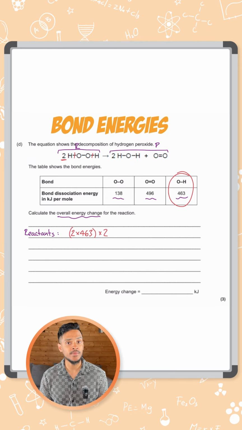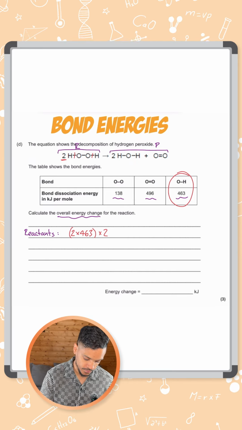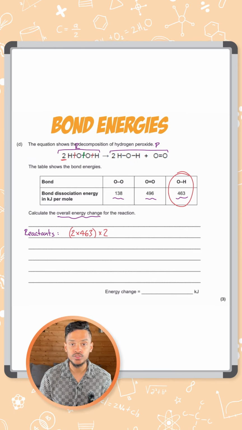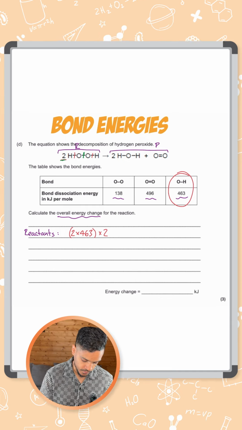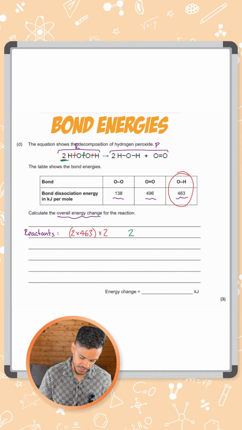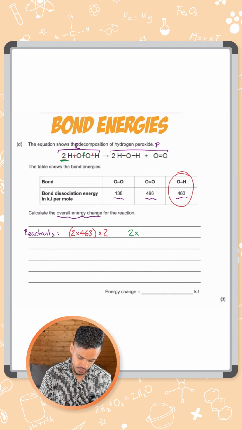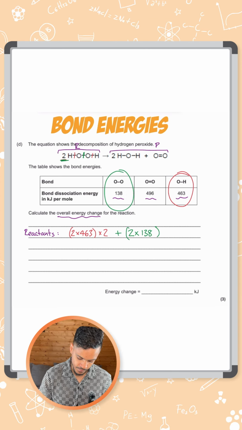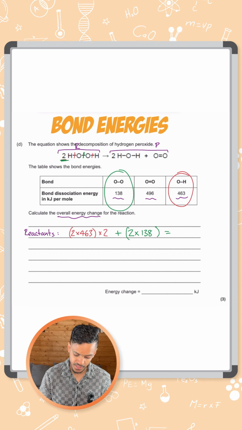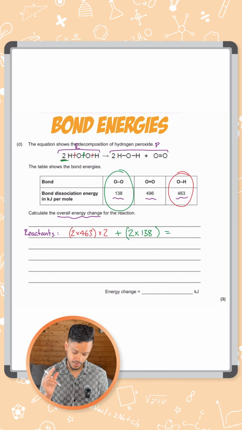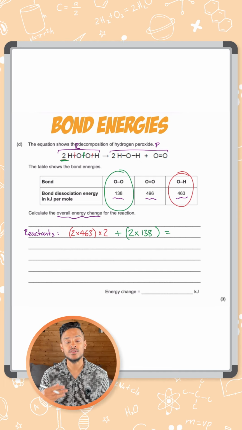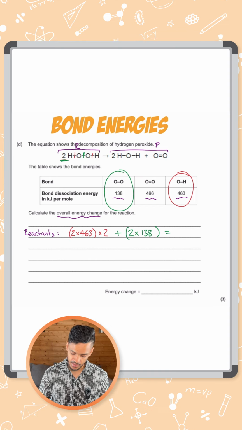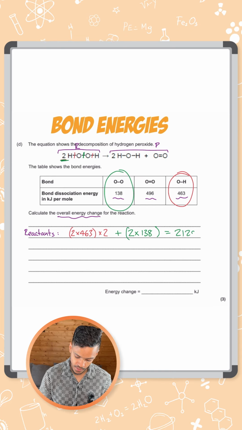Now we need to do the same for the O to O bond. We've only got one O to O bond here, but we've got 2 lots of it. So it's basically 2 times what's an O to O bond? It's 138. Now we get both of those calculations and add them together, and that should give us the energy of the bonds broken, the reactants. If you put that in your calculator, you should get 2128 here.